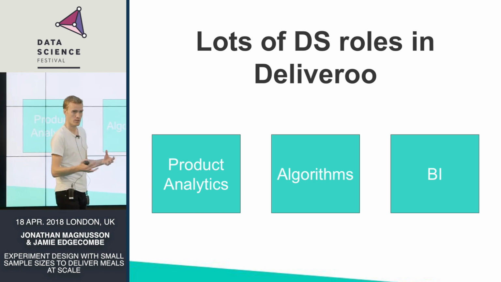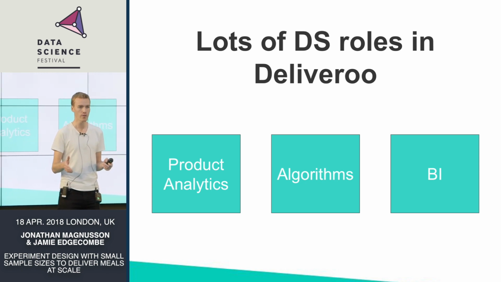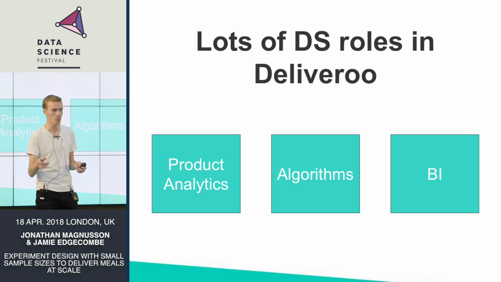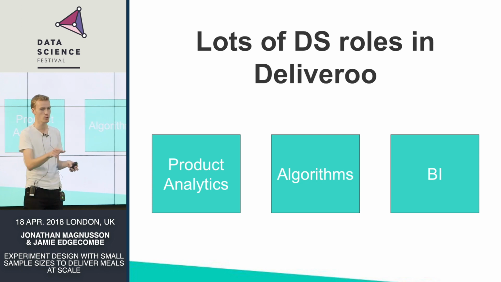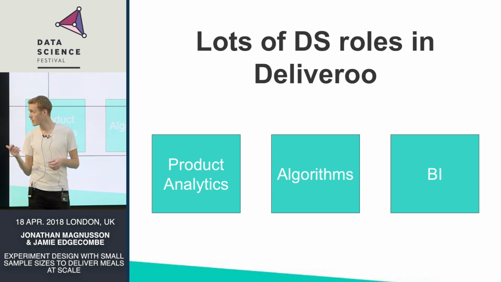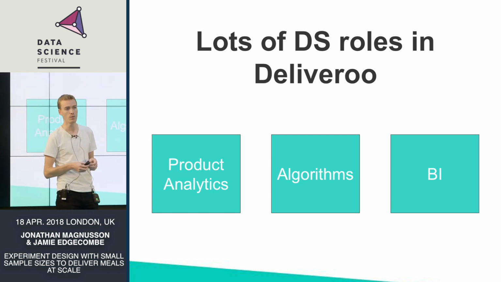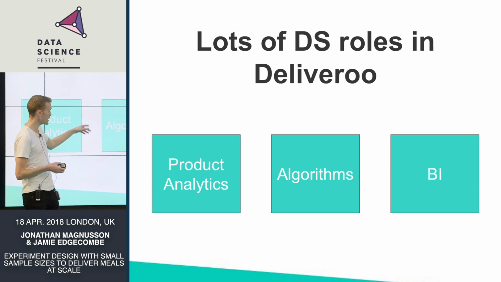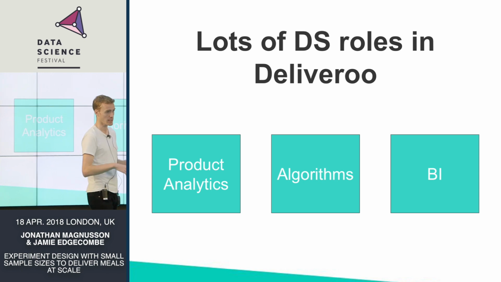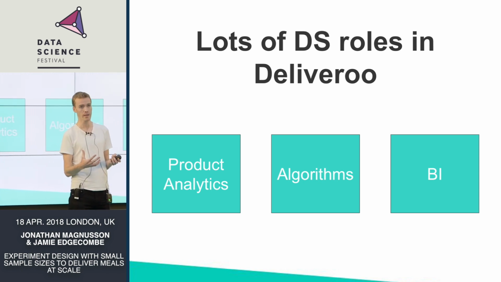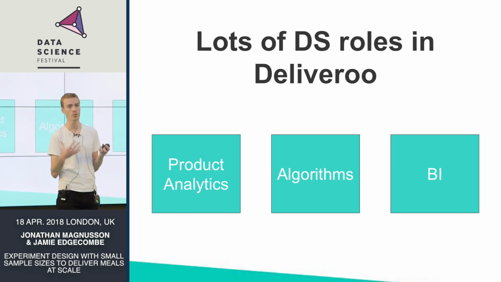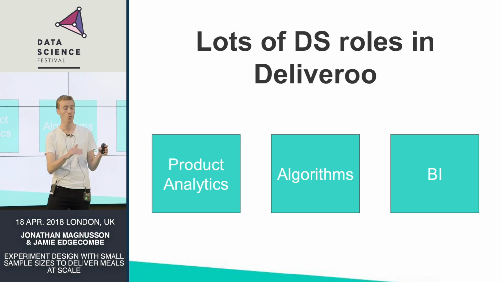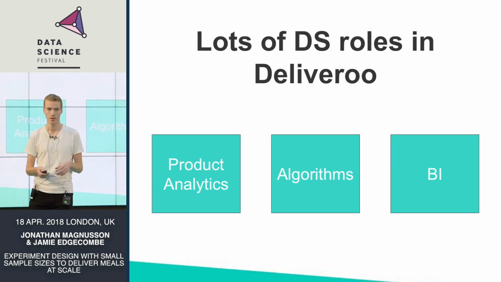Algorithms, an example of which would be Frank, our dispatcher model, which assigns a rider to an order. Anthony is going to talk about that in a little bit and give you an overview of what's going on in that space. And then we have BI, business intelligence, which is kind of developing our thinking and our structure around how we report metrics and how different metrics relate to each other.